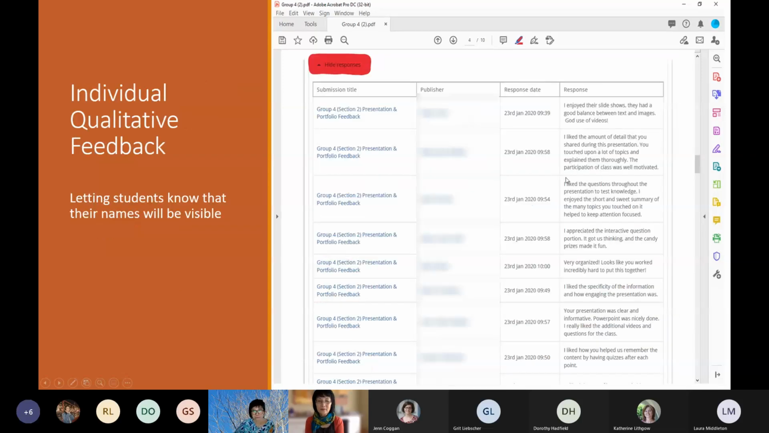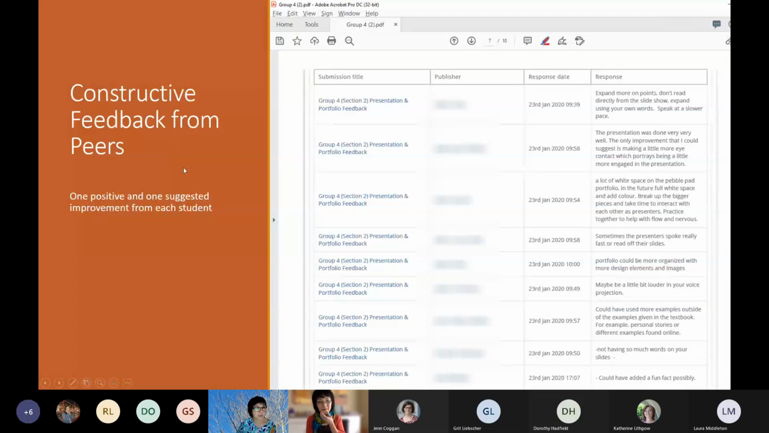But for the qualitative data, we show individual responses, and we let students know in advance that their names will be visible for their comments. Students will see what each peer gave them in terms of feedback. Of course, there's one good point they would point out, and they also give some constructive feedback in terms of the area for improvement.